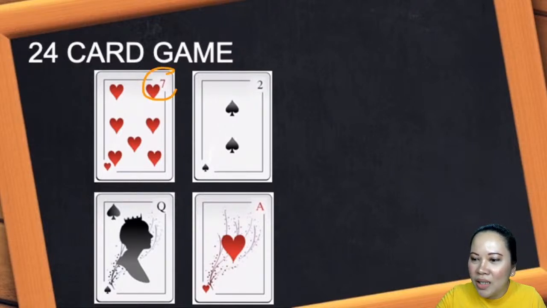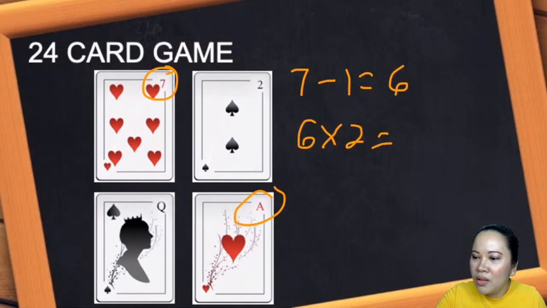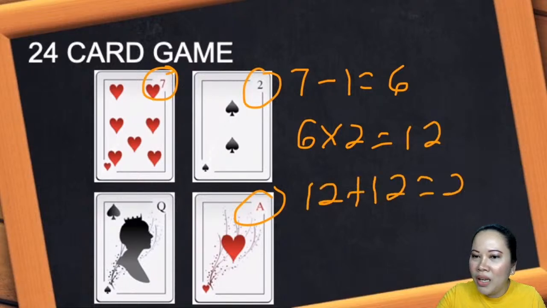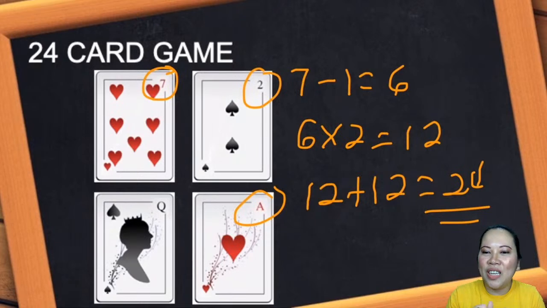Alright, March Salon. 7 minus 1 is 6. 6 times 2 is 12. 12 plus 12 is 24. Yay! Congratulations, March Salon.